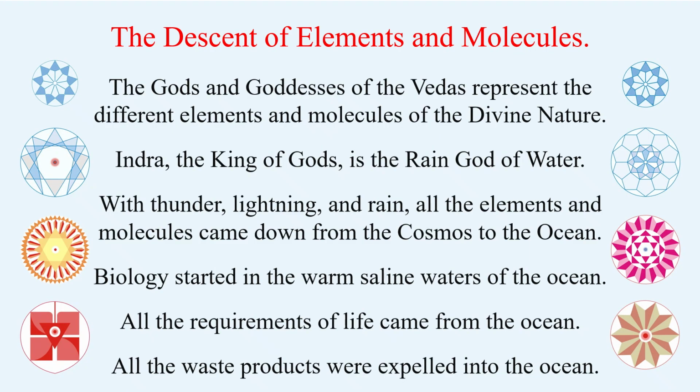There are 10 variables, and one of them is sodium and potassium, the electrolytes, and then there is water as a component. Then all requirements of life came from that, and all the waste products were expelled into the ocean, which is the reality of biological life. And I want everybody to understand the sequence: how they were created in the universe, how they fell down, how they come from the ocean, and why the ocean is the most important. Understanding that is more important.